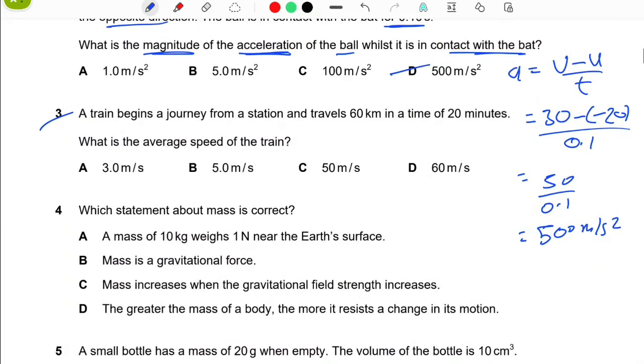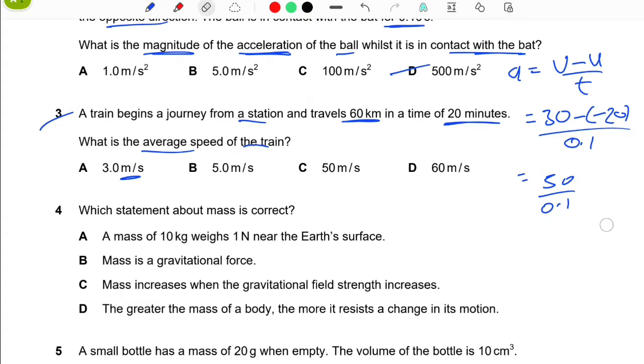The third question says that a train begins a journey from station A and travels 60 km in a time of 20 minutes. So they have given distance and time. What is the average speed of the train? Again, this is a very simple question. First of all, you have to focus on the options. The options are given in meters per second, and in the question they have given units in kilometer and minutes. So we have to convert kilometer to meter and minutes to seconds.